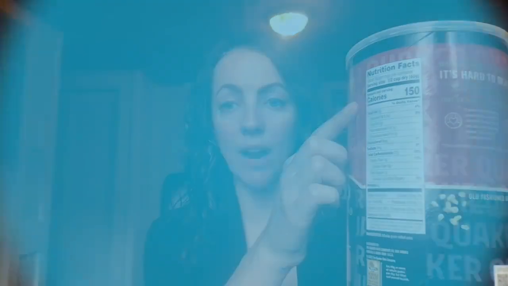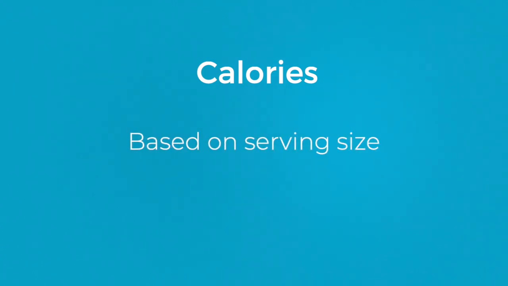So the next thing we want to look at is the calories provided per serving. It's not the calories in the whole container, but just the calories per serving. So for this example, per half a cup of the dry ingredient, so not cooked, not prepared, not with anything else added, but just the dry ingredient, we're going to get 150 calories from that.